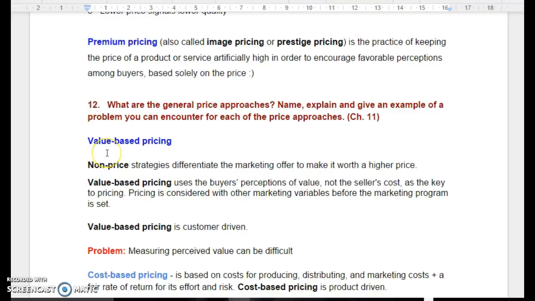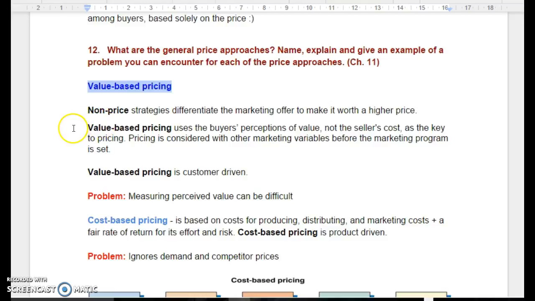Okay, now we have the next question. What are the general price approaches? Name, explain, and give an example of a problem you can encounter for each of the price approaches. First approach is value-based pricing.